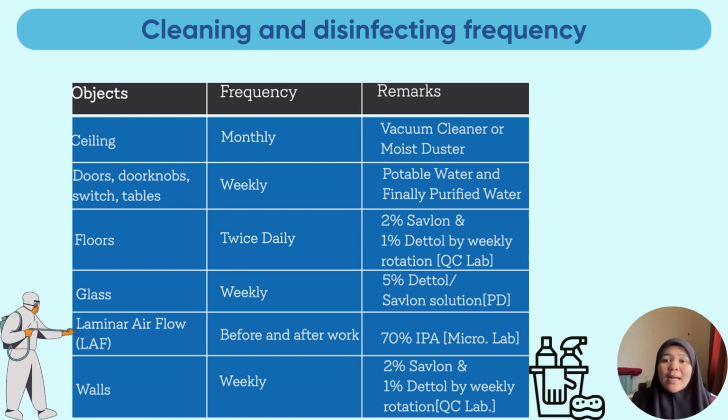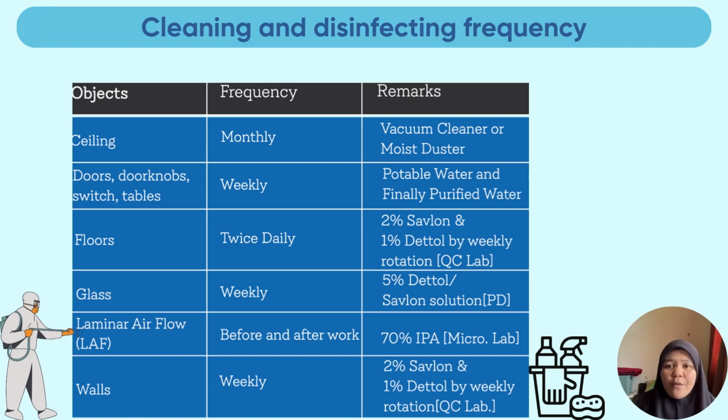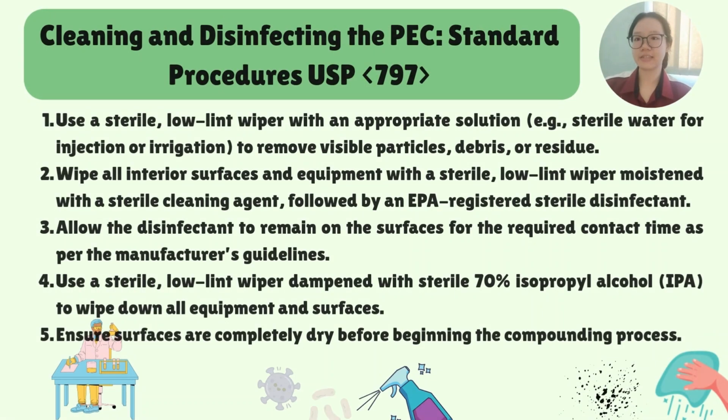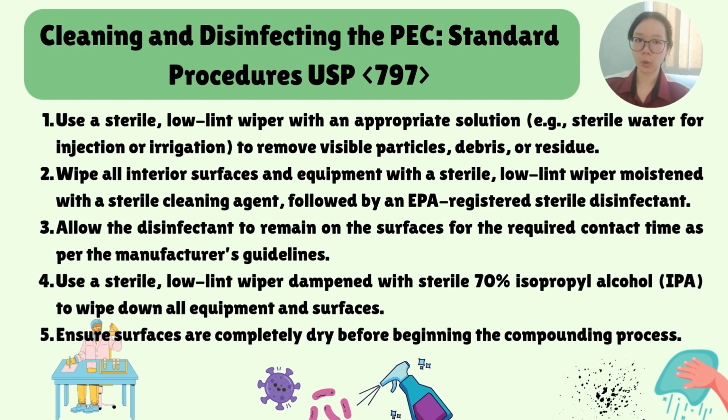the QC lab. Glass surfaces are cleaned weekly with 5% Dettol or Savlon solution, while walls follow a similar weekly schedule with the same disinfectant rotation used for the floor. The laminar air flow units are sanitized before and after work using 70% IPA as mandated by the microbiology lab. This systematic approach ensures microbiological control and compliance with good laboratory and manufacturing practices. Proper cleaning and disinfecting of the primary engineering control, or PEC, is important to maintaining a sterile compounding environment.